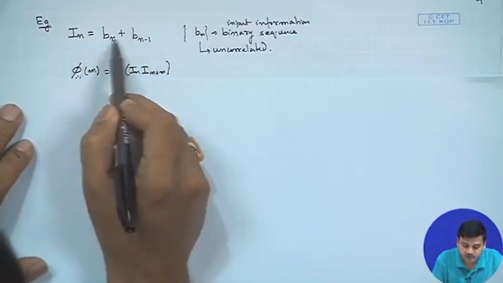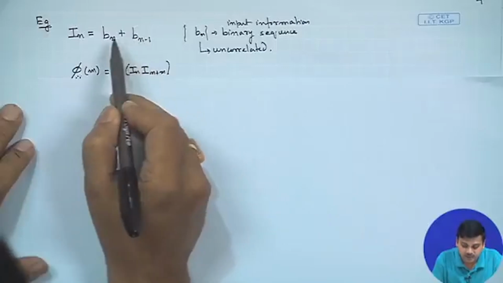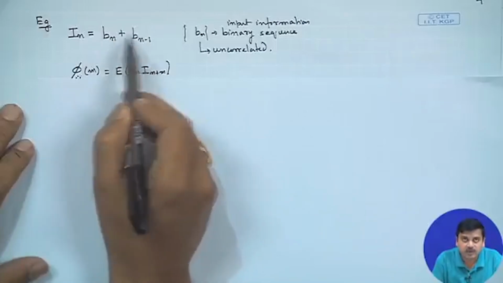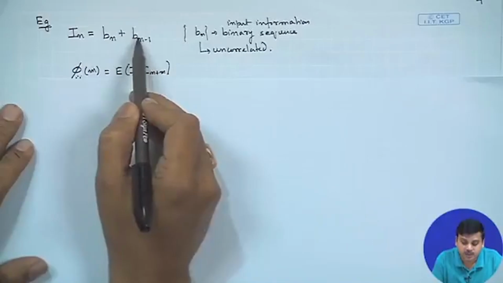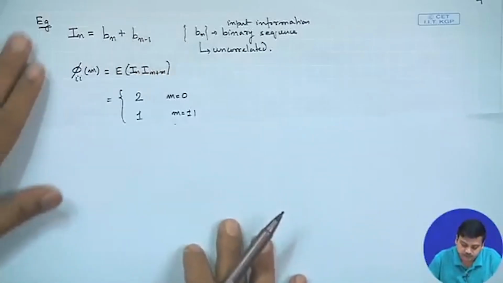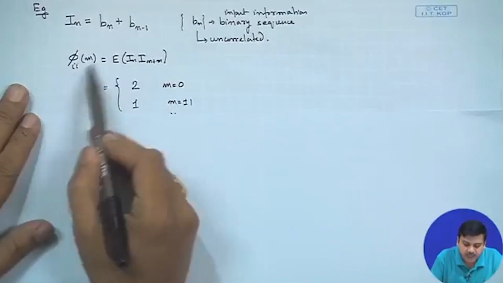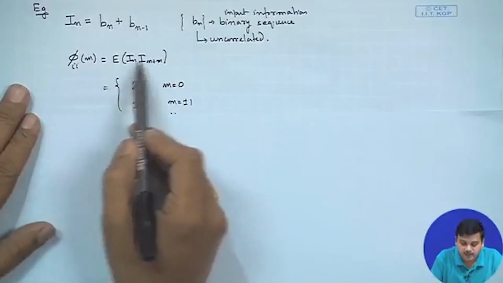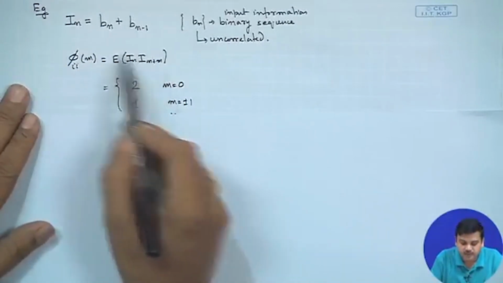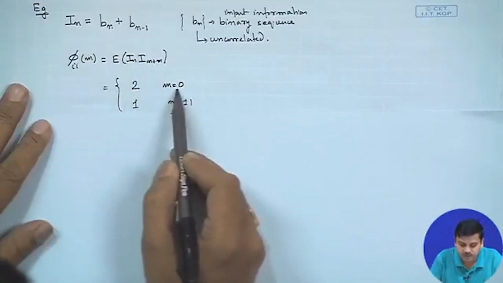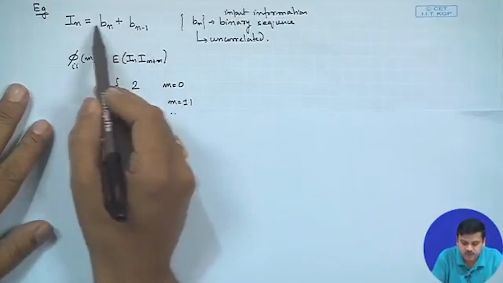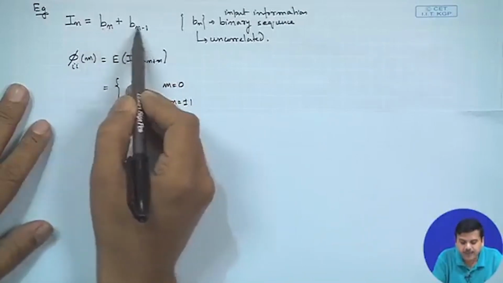It would take a value of 0 when both of them are 0. It would take a value of 1 when either of them is 1 and the other one is 0. It would take a value of 2 when both of them are taking a value of 1. So, that means the autocorrelation between this sequence, phi I of m, would be a value of 2 for m equals 0, m equals 0 meaning Bm and Bm.